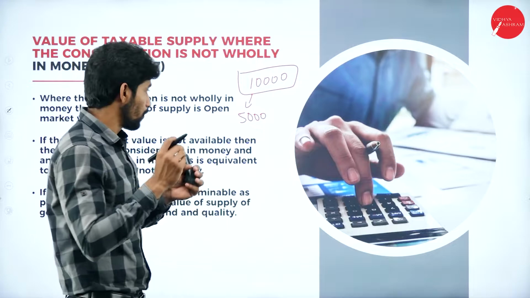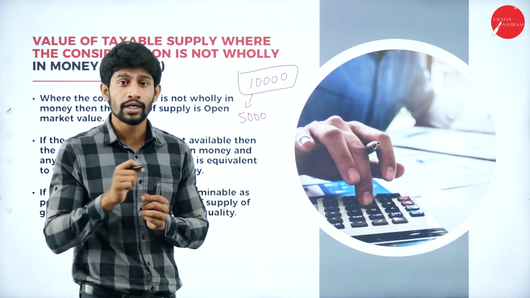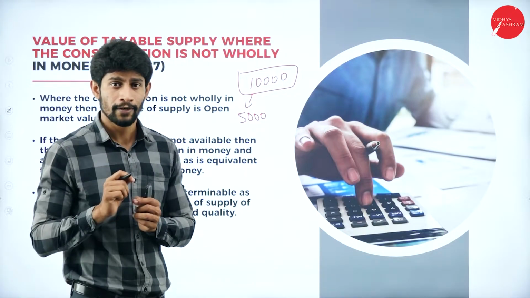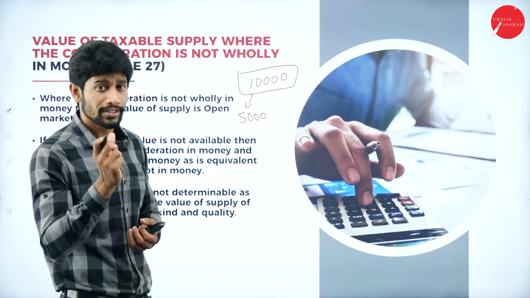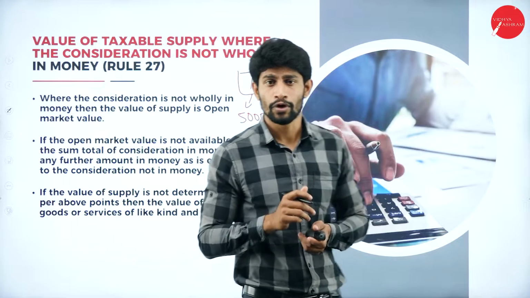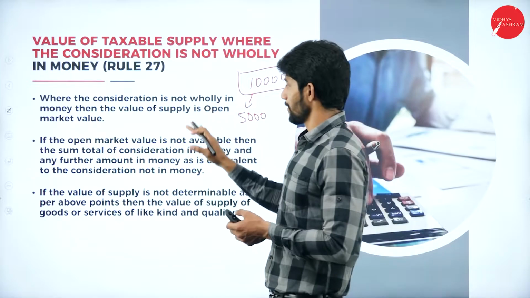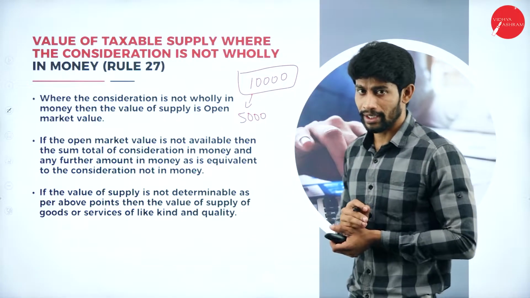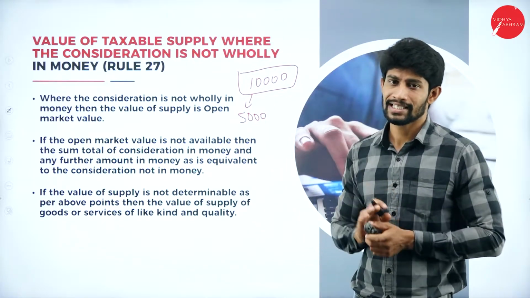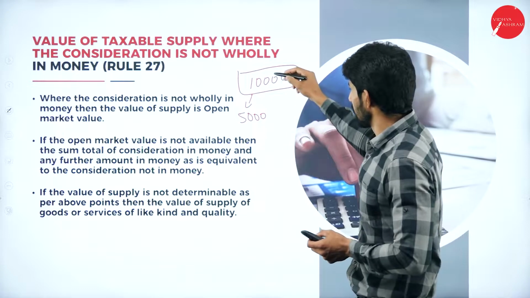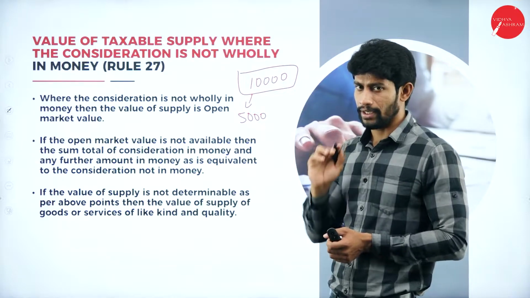Here we should calculate the GST on the total value or the total price of the product. But here it is not possible to determine the total value or price of the product. That is why we are supposed to follow rule number 27. What does rule number 27 say? If the consideration is not only in money, then the open market value is considered as the value of supply. So what is the open market value? 10,000 rupees. So 10,000 rupees will be considered as the value of supply.